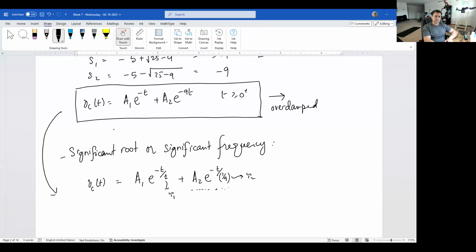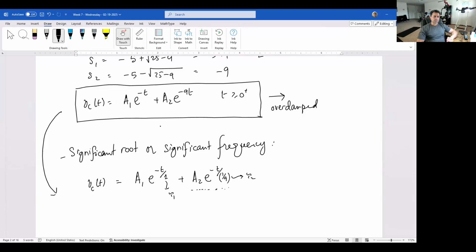So the significant frequency is the frequency corresponding to the smaller value of S1. That term is going to take longer to die down. That term is going to define the shape of the curve. In terms of time constant, of course, as you can see, the higher the number, the smaller the time constant. The higher the frequency, the smaller the time constant. The smaller the time constant means it is going to die down quickly. It's going to take less time to get to 36%, and then other values.